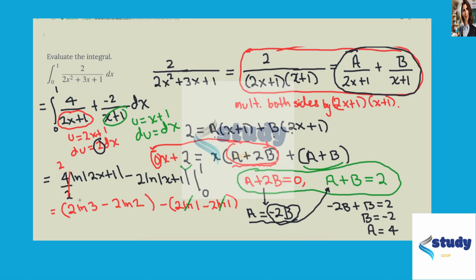And then we just simplify this expression over here in the first parentheses. Here you can factor out 2. You have ln 3 minus ln 2. And you could use your log properties to write this as a log of a fraction, 3 over 2. And there's our final answer.